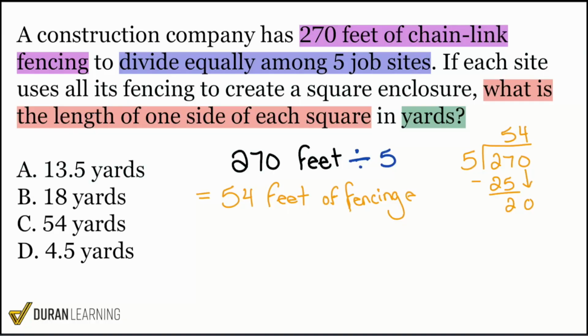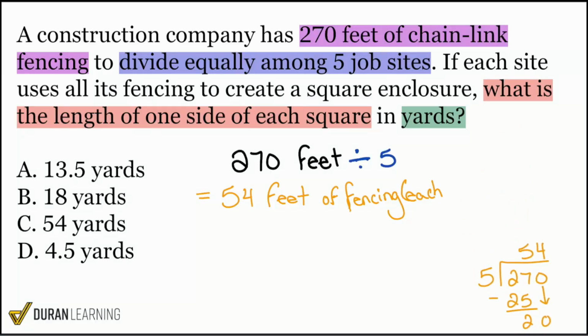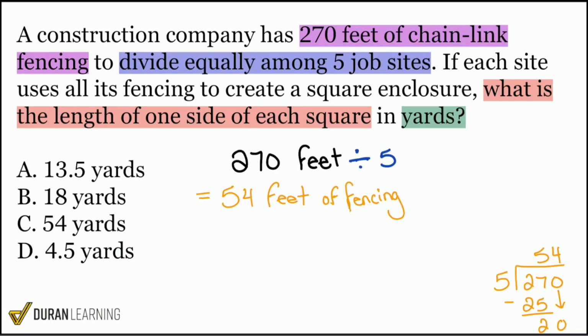So again, this is 54 feet of fencing per square. So for each square, let me actually just take this, move it out of the way a little bit. So for each square, I'm writing this very carefully, being very explicit here. So again, each square is going to be 54 feet.